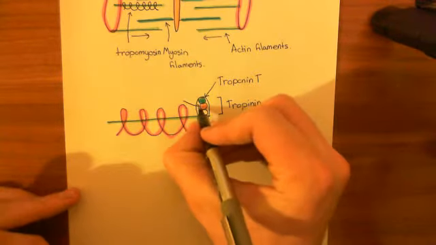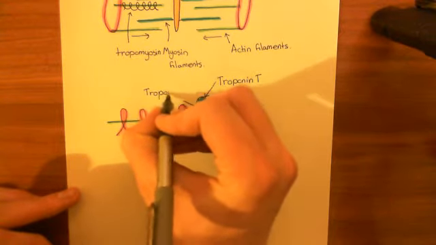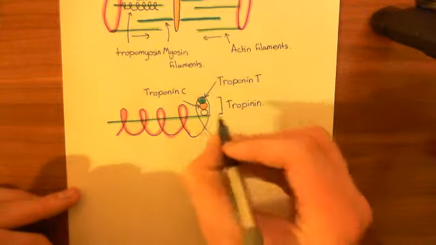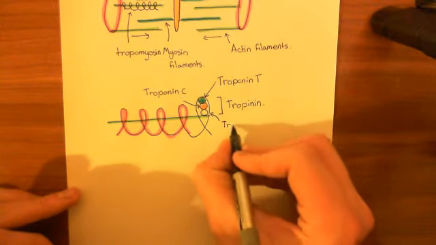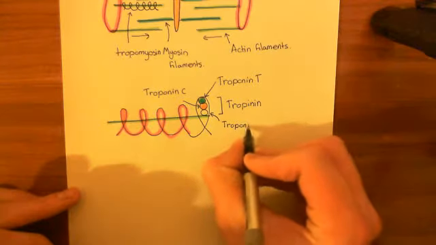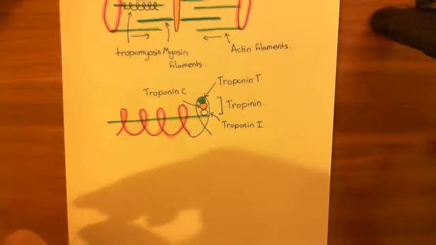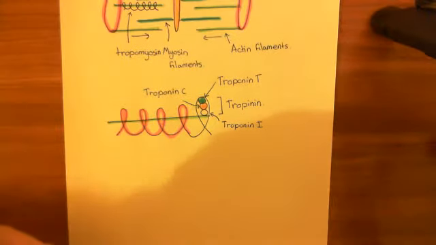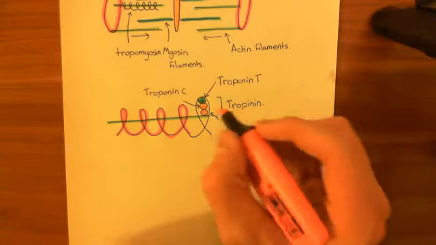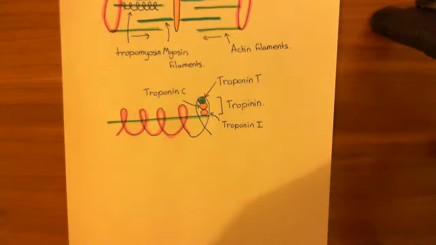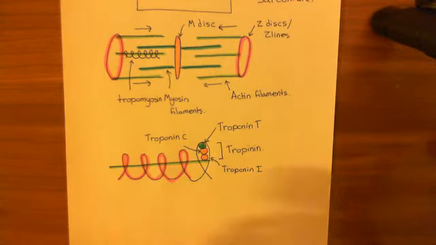Sorry, not troponin C, this is troponin C. And this final one at the bottom here is known as troponin I. It is troponin I which attaches to the actin filament. So what colour should we colour in troponin I? Red, I think.